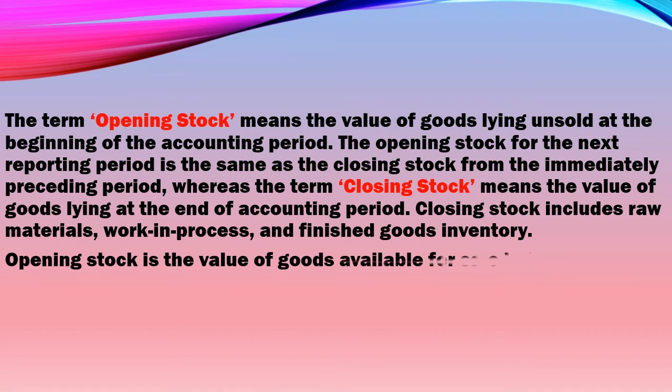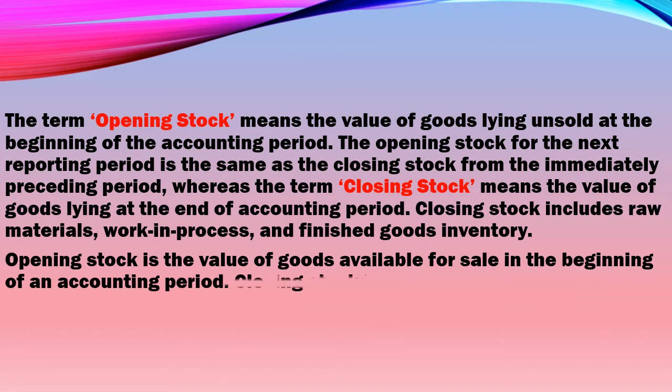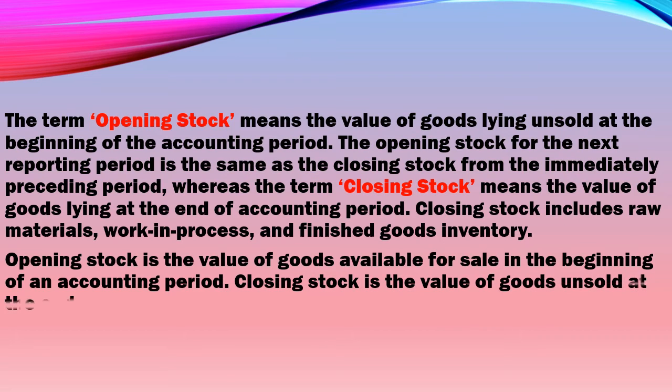Opening stock is the value of goods available for sale in the beginning of the accounting period. Closing stock is the value of goods unsold at the end of the accounting period. So here are the few differences we can make out from here. Opening stock is the goods that are available at the beginning of the accounting period, and closing stock is the goods that were unsold at the end of the accounting period.